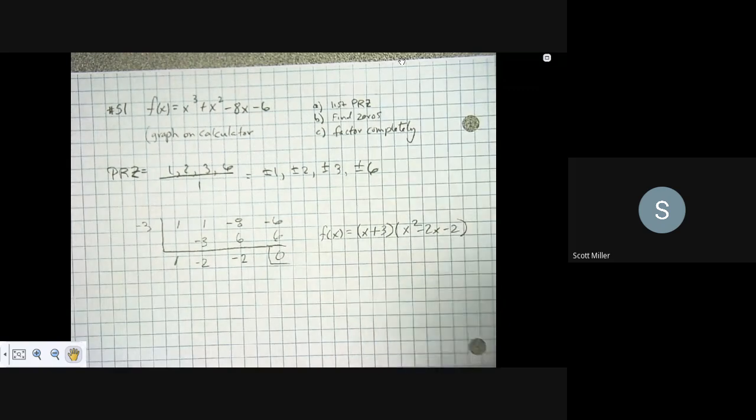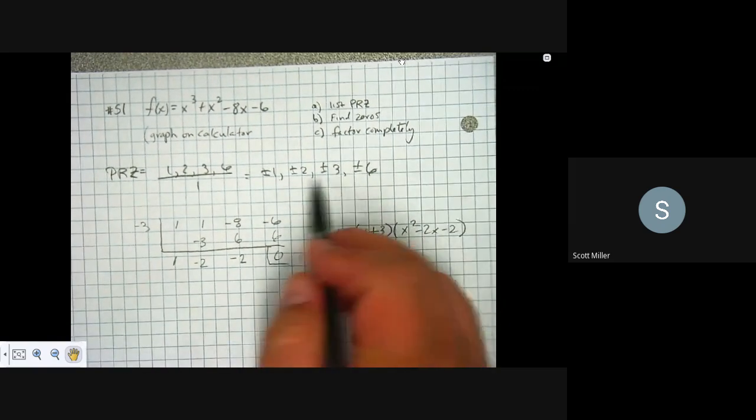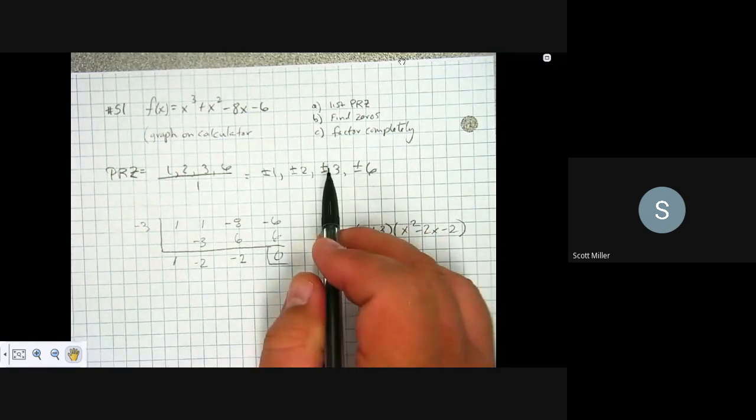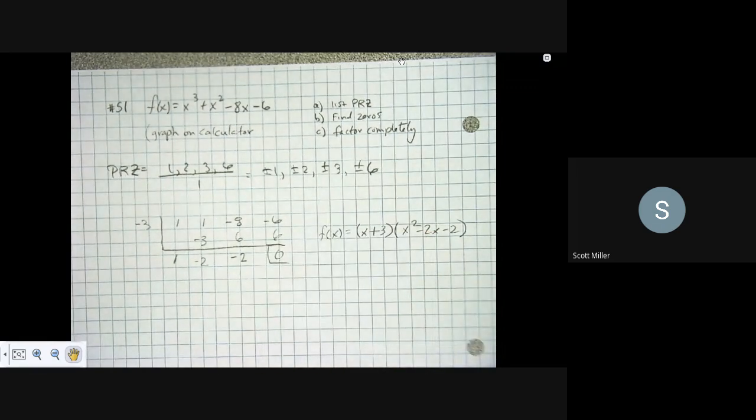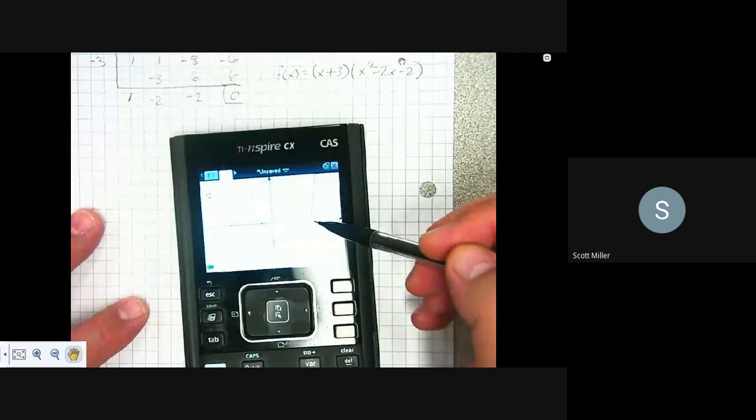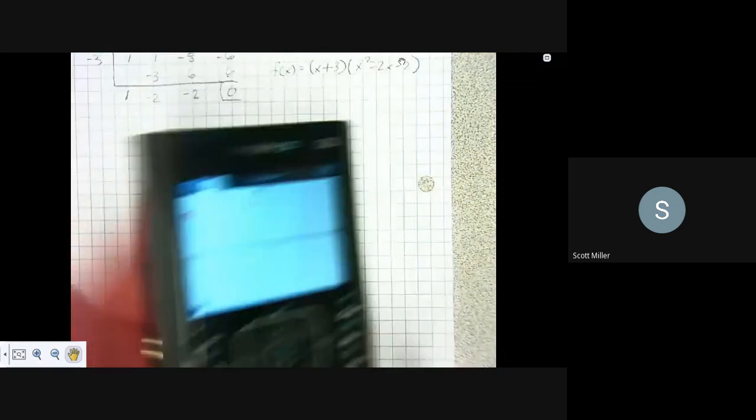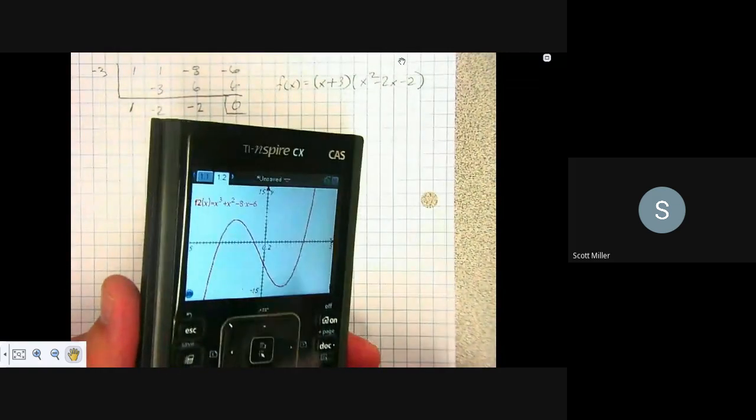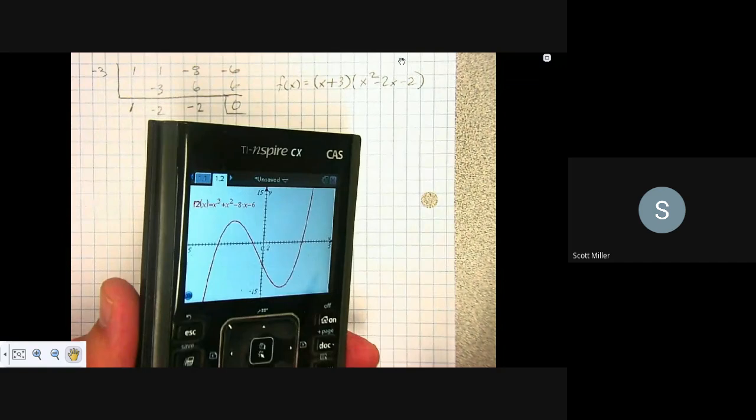So based off of my graph, none of these other numbers are going to be those zeros. And there's no fractions in here. So what is this telling me? It tells me then that those zeros are not rational zeros.